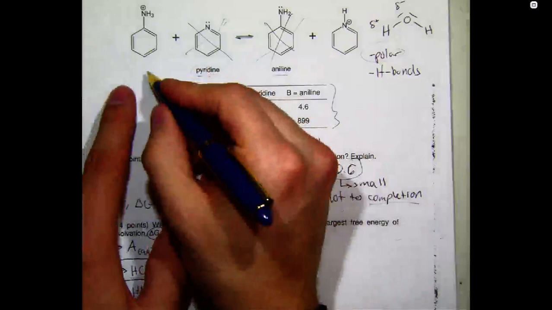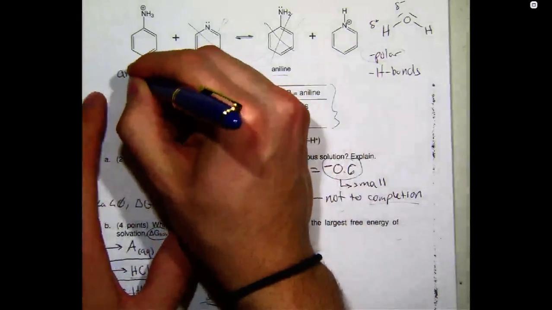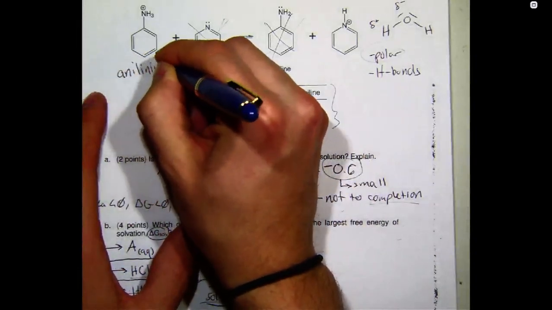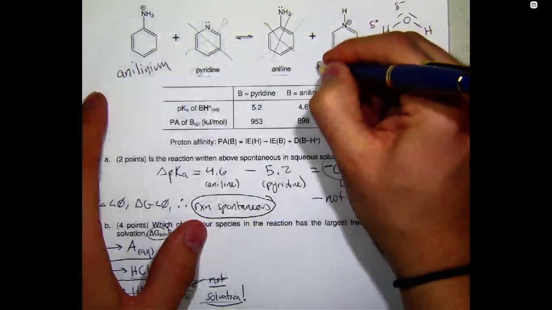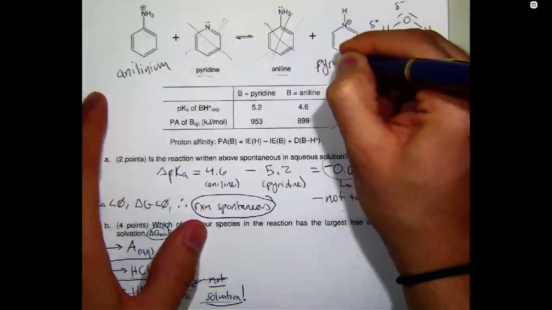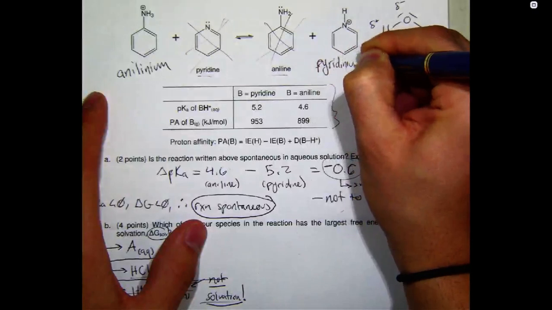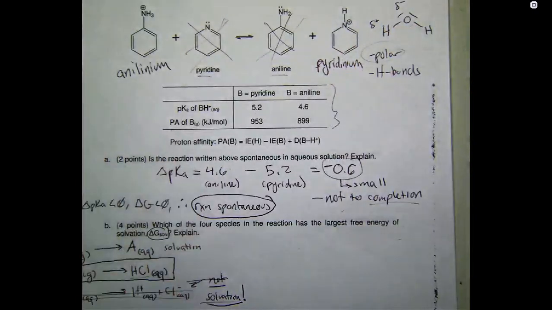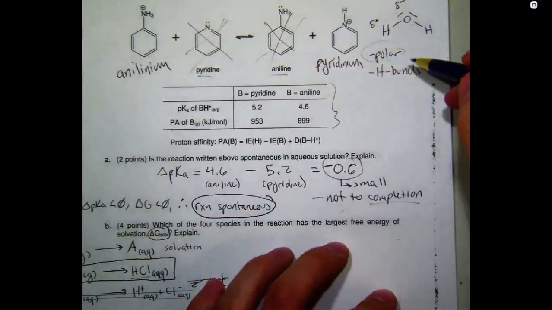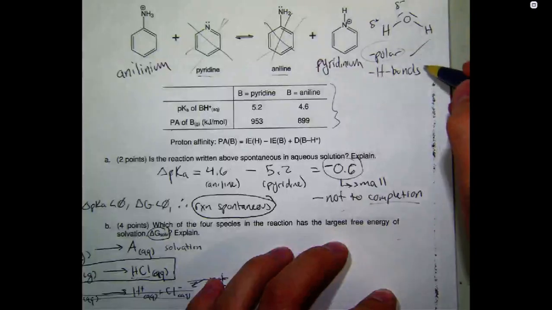So now we're given the choice between anilinium and pyridinium. Okay, well, moving right along here, we've already checked polar off of our list. So now let's look at H bonds.